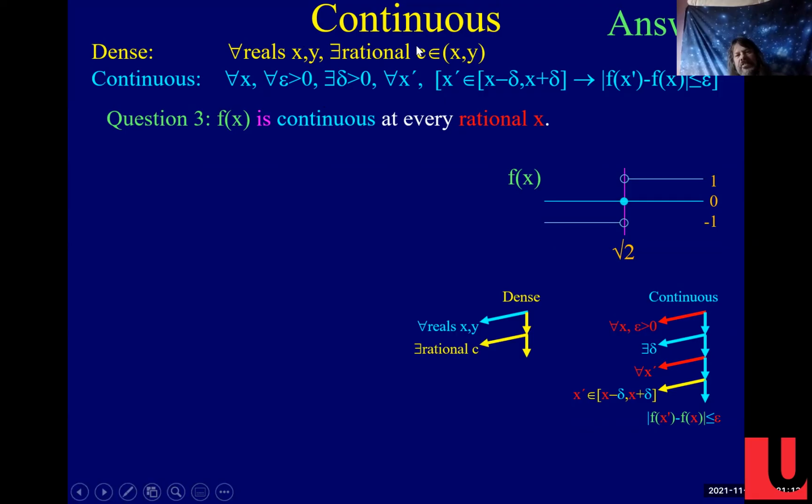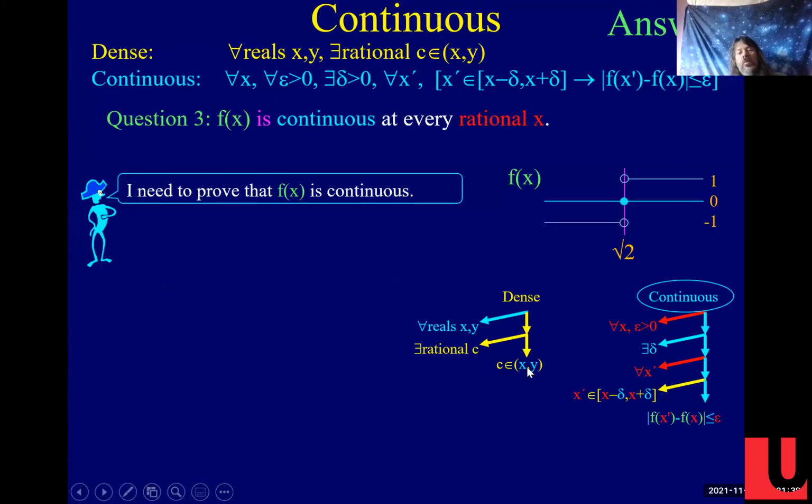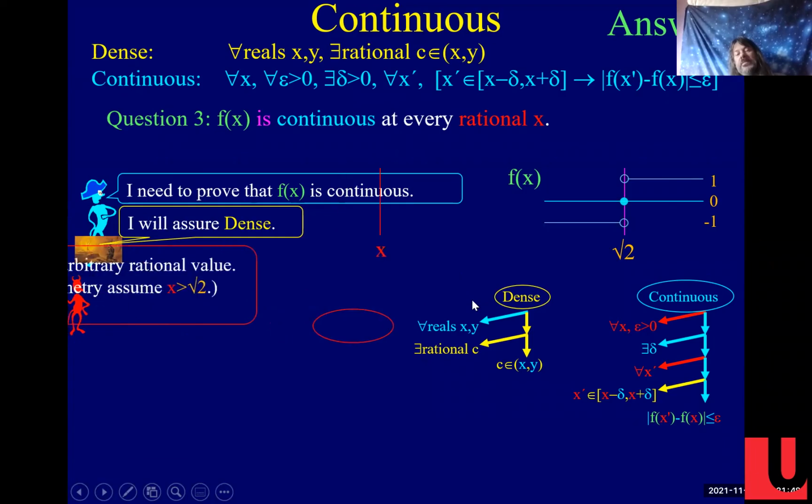It says it's yellow, so the for all is blue, right? The prover gets to give the x value, and she will return a c value between them. So here you can plug in any real value, and she'll give back a rational value that's in the middle. So what are we doing here? We need to prove that this thing is continuous. So we want to prove that. She assures us of this.